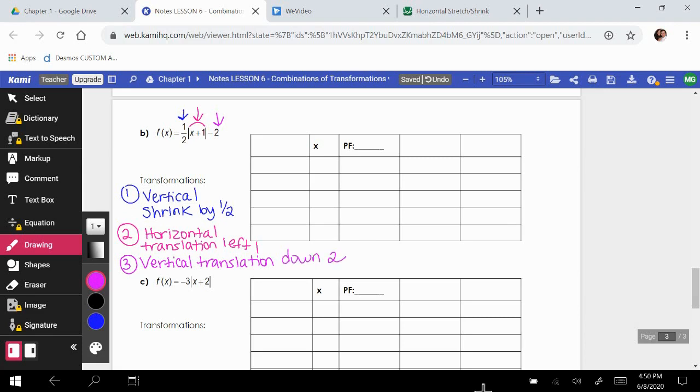Okay. Let's fill out our chart with our parent points. Negative 2, 2; negative 1, 1; 0, 0; 1, 1; 2, 2.